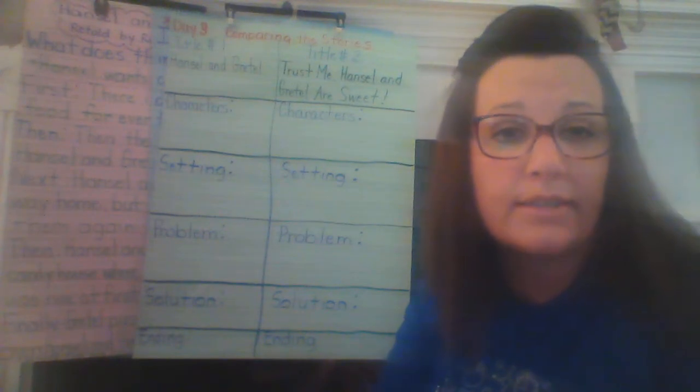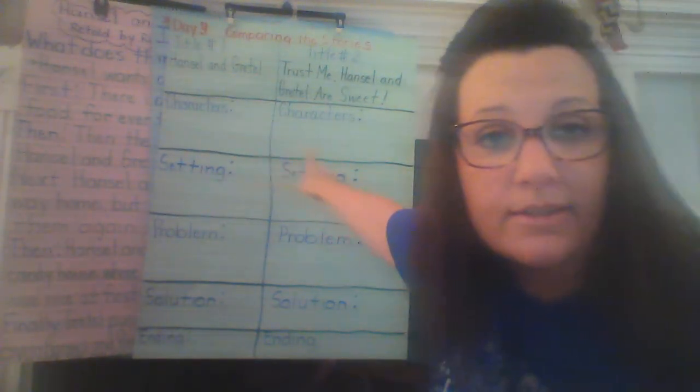And at the top you're going to see title number 1, title number 2. And so you'll write the first title, which is the first story we read, Hansel and Gretel. And then under title number 2, you'll write the new title that we read just a few minutes ago. Trust me, Hansel and Gretel are sweet. So here's what your task is going to be.